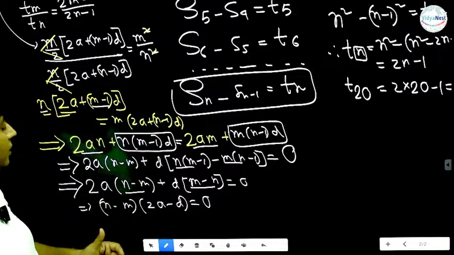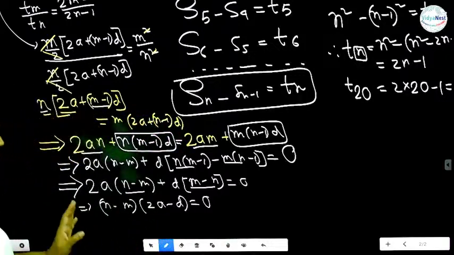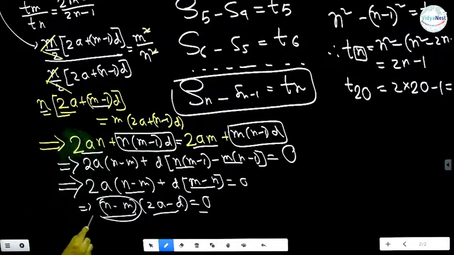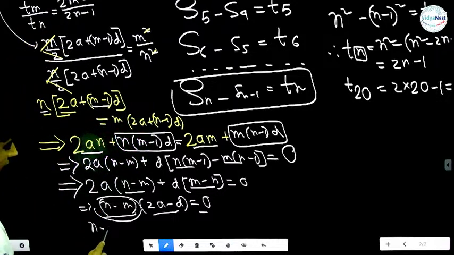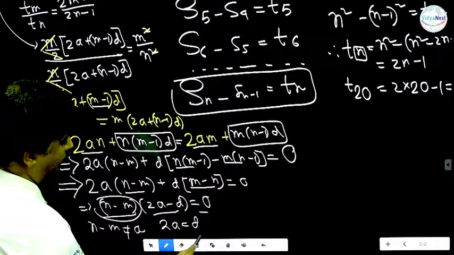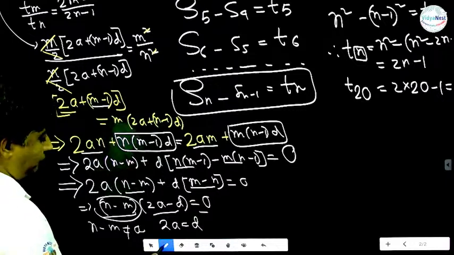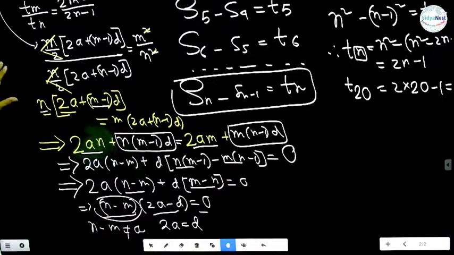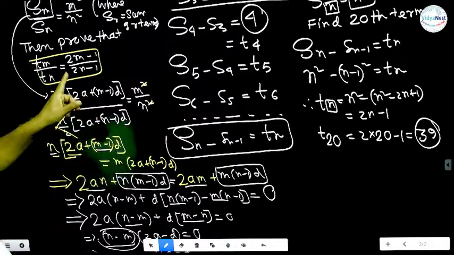But see, once you get this product and the product is equal to 0, then we can say either this thing is 0 or this thing is 0. But this thing cannot be 0. Why? Had this been 0, then the two series would be the same. Therefore, n minus m cannot be equal to 0. So I will get 2a is equal to d. Once you get d is equal to 2a, then your role will be so simple. What is actually asked to prove? We are asked to prove Tm by Tn is this.